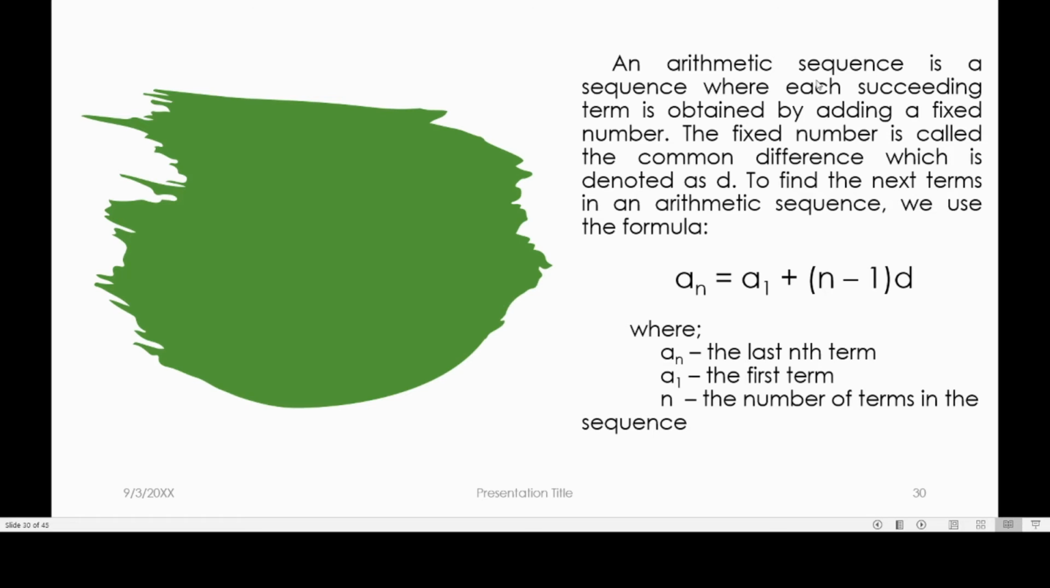An arithmetic sequence is a sequence where each succeeding term is obtained by adding a fixed number. The fixed number is called the common difference, which is denoted as small letter d. To find the next terms in an arithmetic sequence, we use the formula a sub n equals a sub 1 plus n minus 1 times d. A sub n is your last term. A sub 1 is your first term. N is the number of terms in the sequence. And d is your common difference.